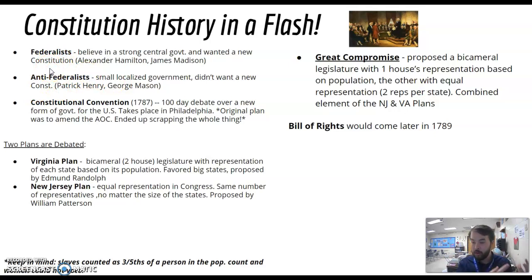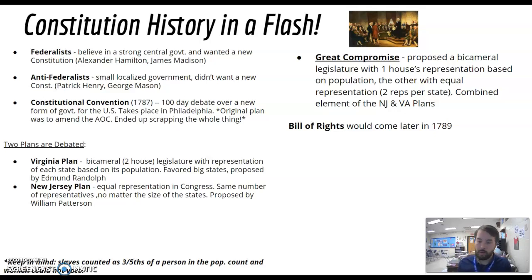They saw that the Articles didn't work. They want a strong central government that can tax the states, that make money, that has a strong military, that can be a presence in the entire world. And people like Alexander Hamilton and James Madison push for that. The Anti-Federalists, on the other hand, are like, hey, we saw what Great Britain did with all that power, and we didn't like it, so we want more localized government. We don't want a new government. We don't want a new constitution. Let's just make the Articles better.